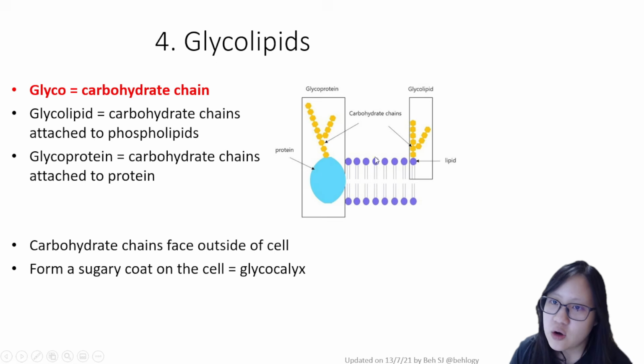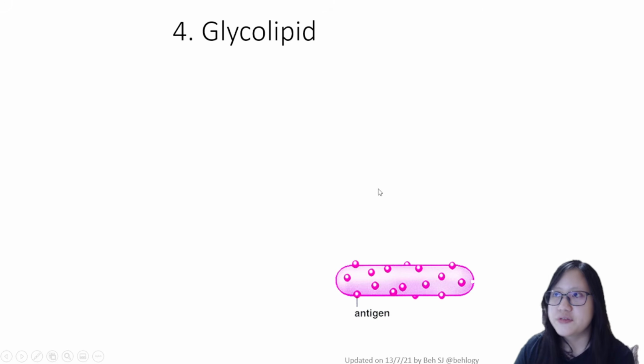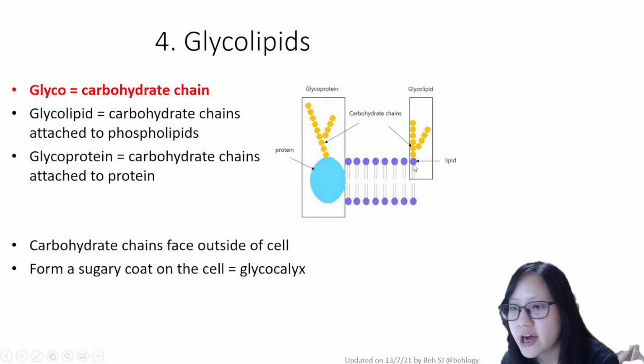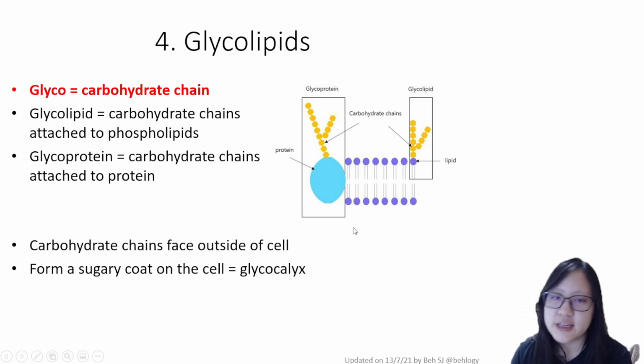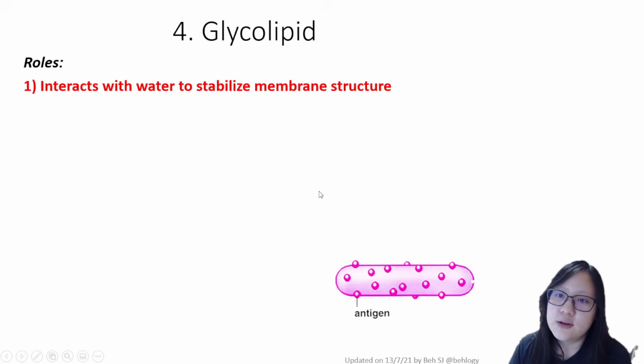So yeah, that's how glycolipids look. You will need to know how to recognize them in diagrams. Not very hard: lipid bottom, carbohydrate head, glycolipid. Now, what do they do exactly though?